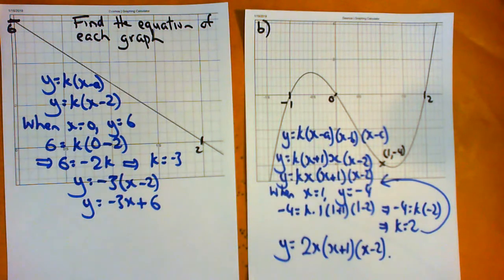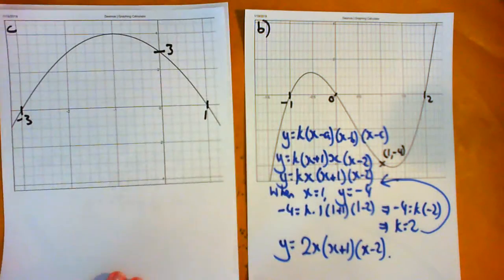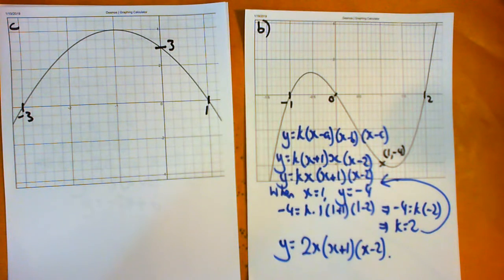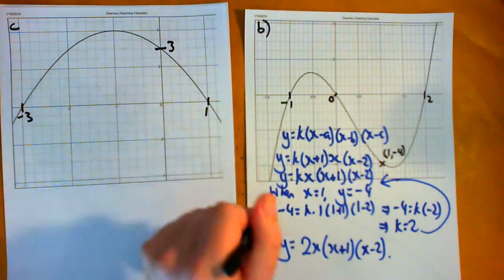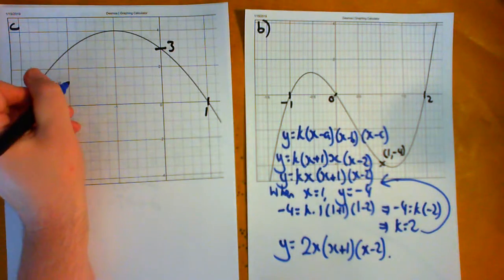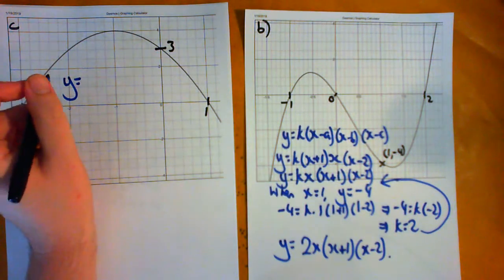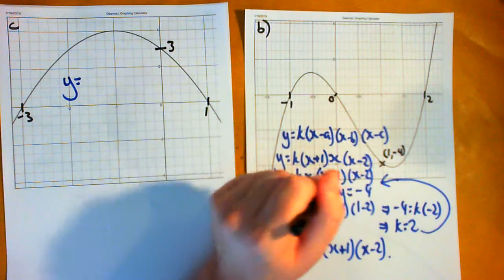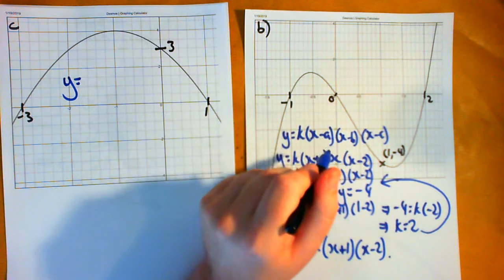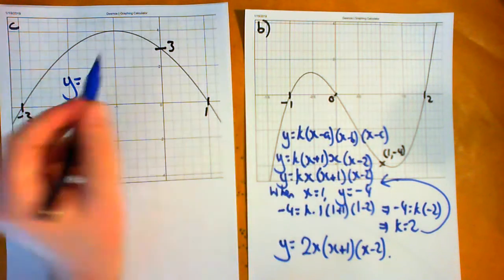Now question C, we have a parabola. So how many brackets should we have for a parabola? We should have 2 brackets, because a parabola is a quadratic, so it has the highest power of x squared. Whereas this would have a highest power of x cubed, hence cubic, and 3 brackets.